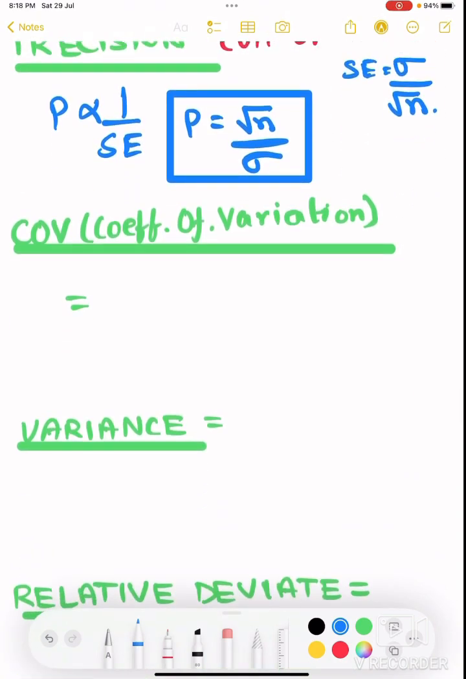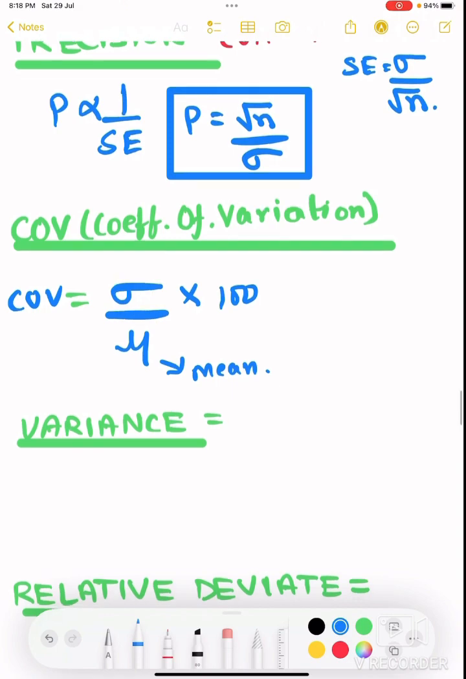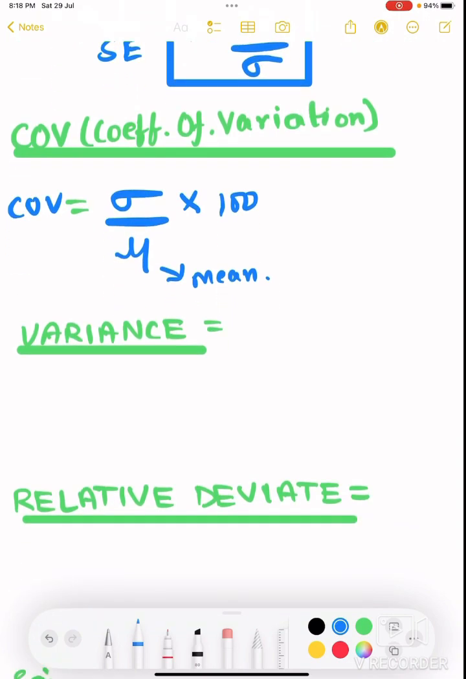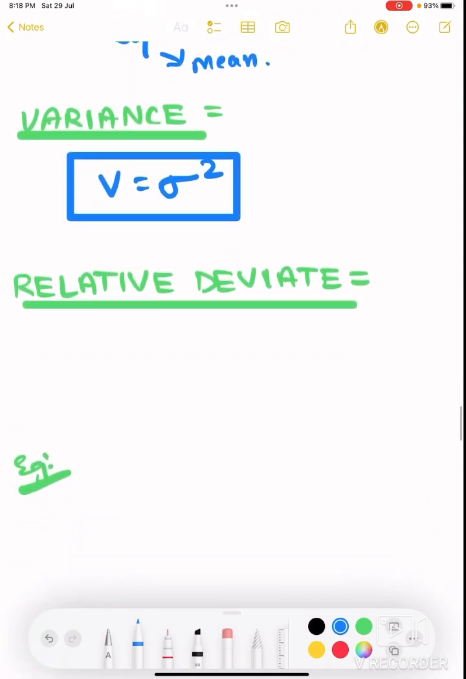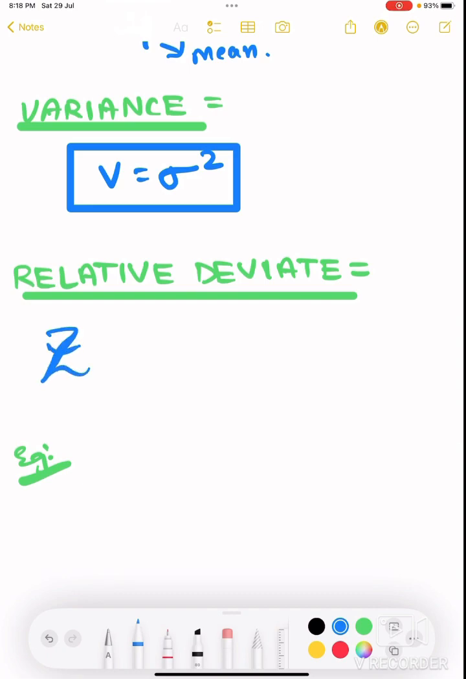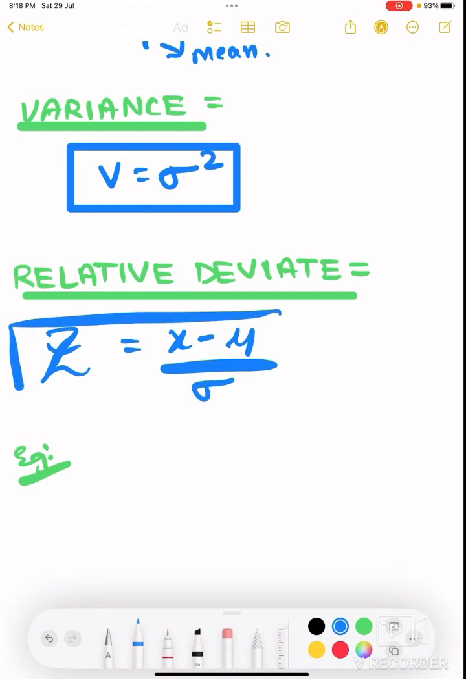Now coefficient of variation, COV. It is standard deviation divided by mu, into 100, right? So what actually is mu? Mu is nothing but mean. Okay, now coming to variance. The formula of variance is this, right? Standard deviation squared. Now relative deviate. Relative deviate is shown like this. The formula is x minus mu divided by standard deviation, right?